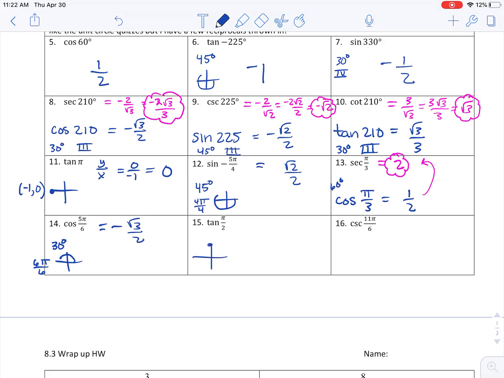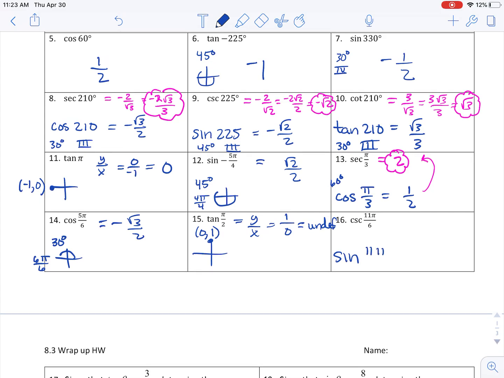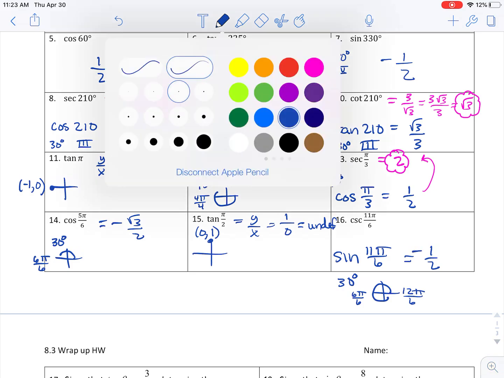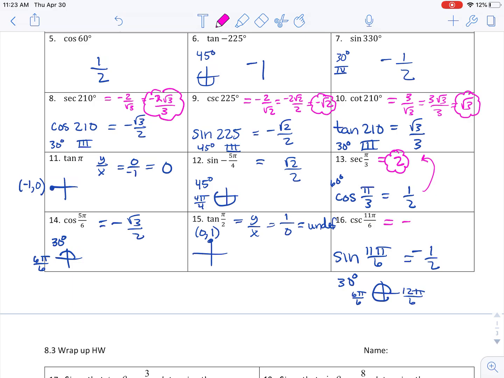Tangent of pi over 2, that's 90 degrees. So this ordered pair is 0, positive 1. Tangent is y over x, so I get 1 over 0. This is undefined, because I cannot divide by 0. Cosecant, I'm going to think about sine of 11 pi over 6, and this is a 30-degree reference angle. Sine of 30 is 1/2. Here's 6 pi over 6, and then here's 12 pi over 6 at the 2 pi mark. 11 pi over 6 would be in quadrant 4, so that's negative. I'm going to flip that, and that'll give me negative 2.